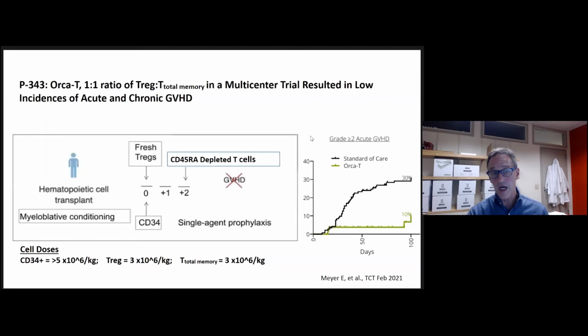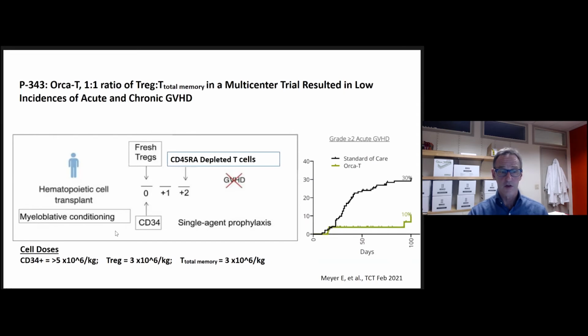In a similar type of trial, this technology has been picked up by a commercial entity called Orca. And Orca conducted a multi-center trial. This is all HLA matched, by the way. And in here, it's the same idea. It's a 1-to-1 ratio of Treg, but instead of giving Tcon, it's slightly Orca modified, which I'll explain.